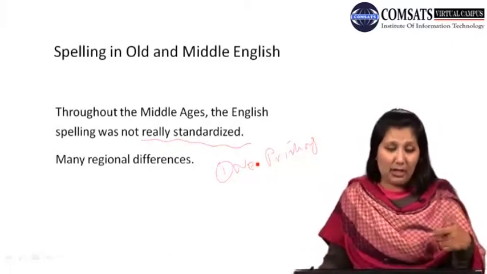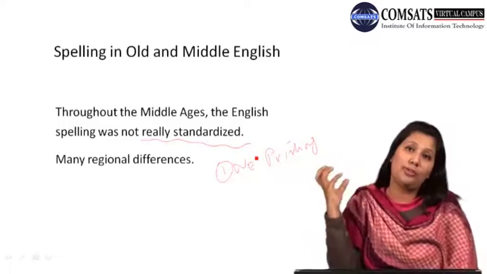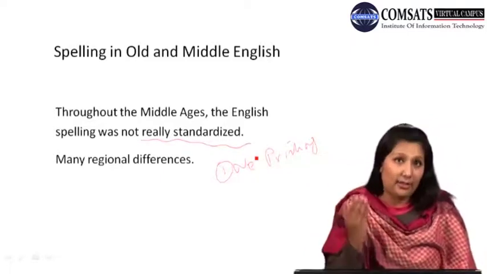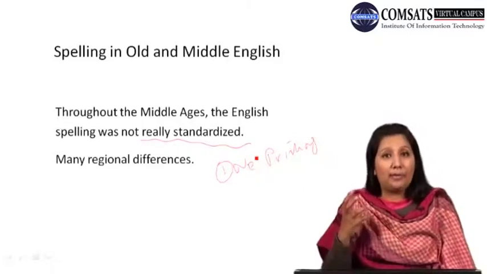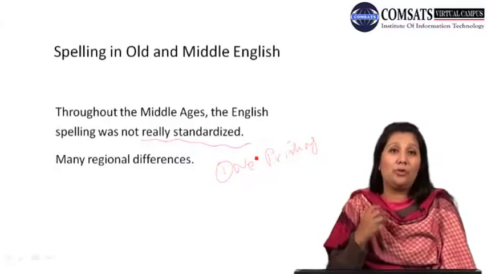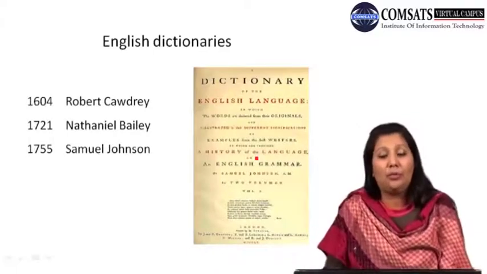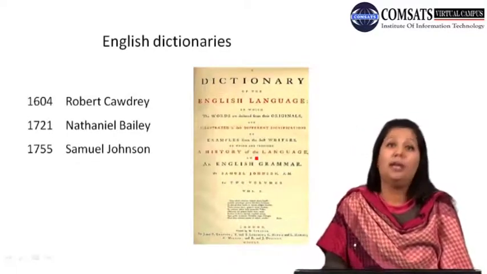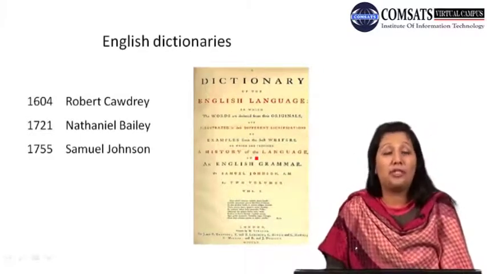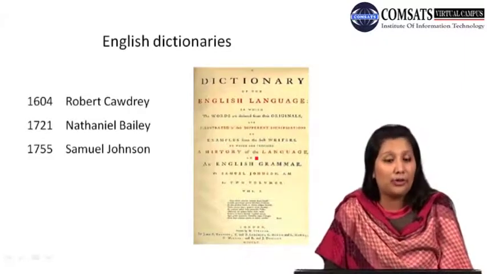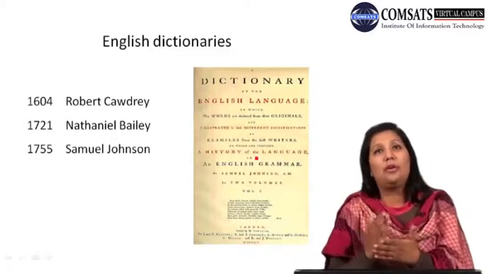Another reason could be that many regional differences were found. There were different regions using different dialects, different regional varieties of the language, and when different varieties were spoken, definitely different spellings were also used for those different regions. But with the passage of time, in the 16th and 17th centuries, and perhaps more towards the 18th century, some dictionaries started getting introduced, and the main purpose of these dictionaries was to give a stop to these spellings.